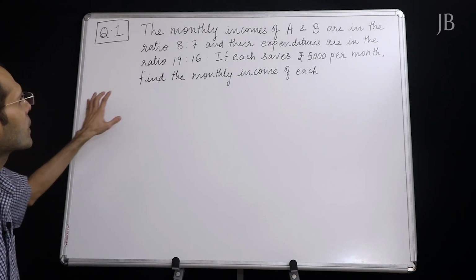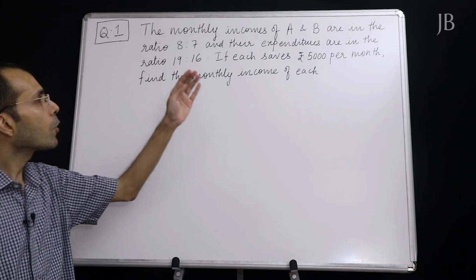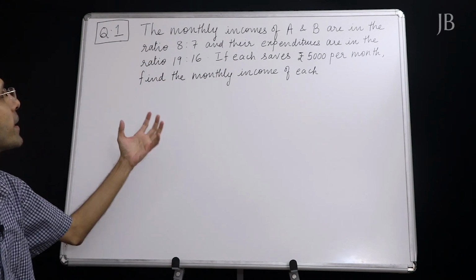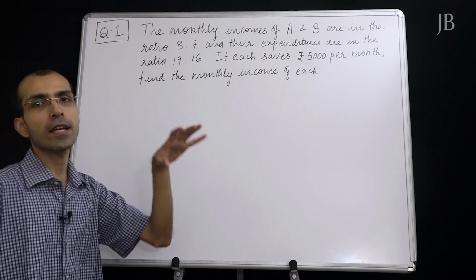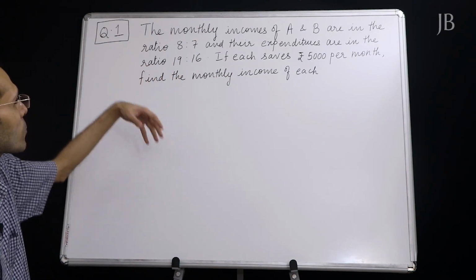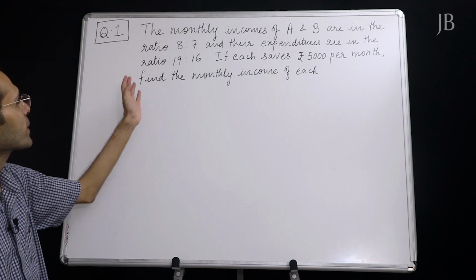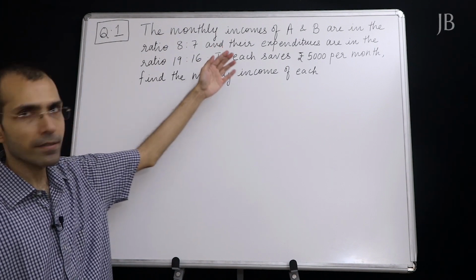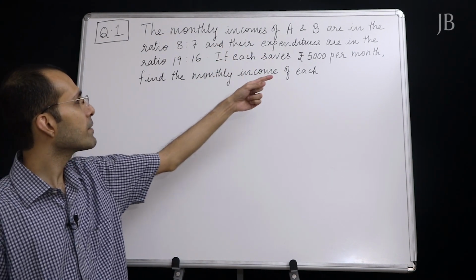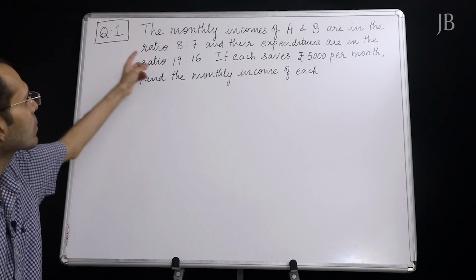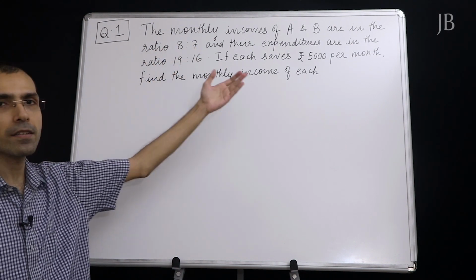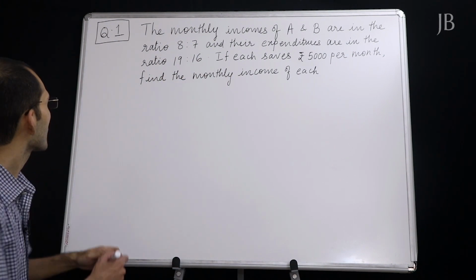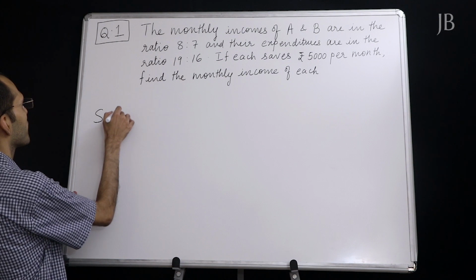Question 1. The monthly incomes of A and B are in the ratio 8:7 and their expenditures are in the ratio 19:16. So, the ratio of incomes is given and the ratio of their expenditures is given. If each of them, A and B, saves 5,000 per month, find the monthly income of each. Fairly a simple problem.